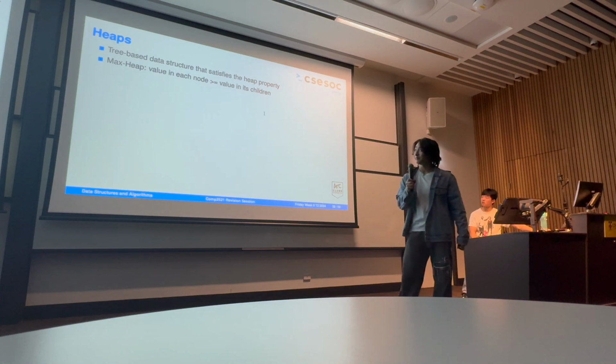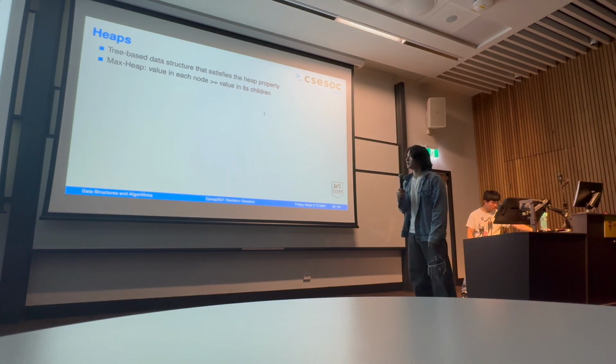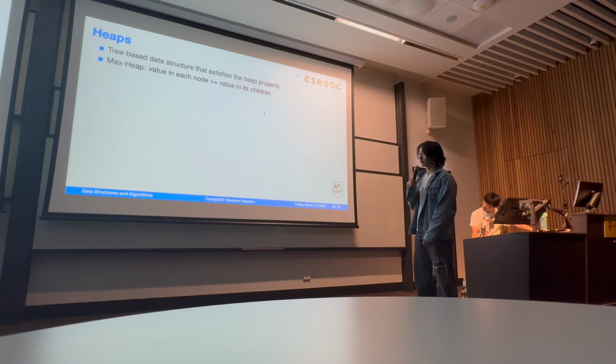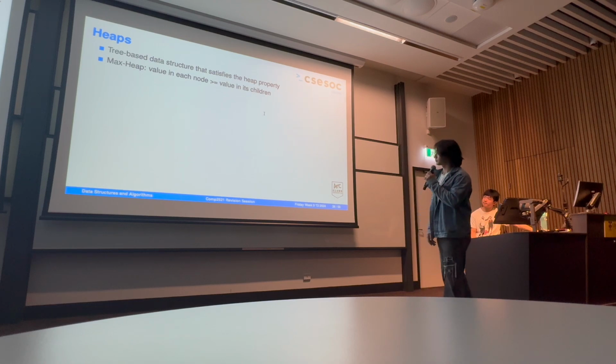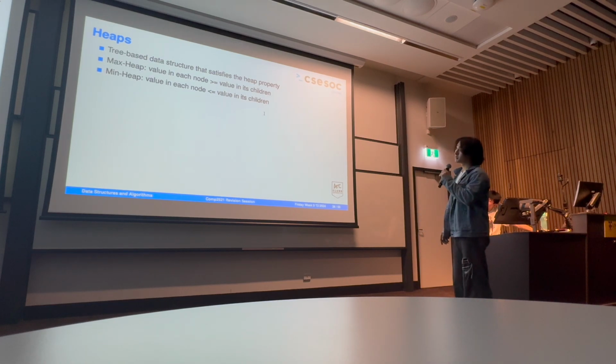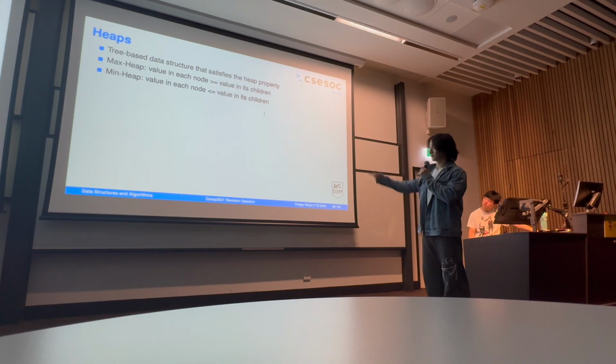In a max heap, the value in each node is greater than or equal to the value in its children. When we say children, we mean the direct nodes below it. And in a min heap, the value in each node is the opposite: less than or equal to the value in its children.